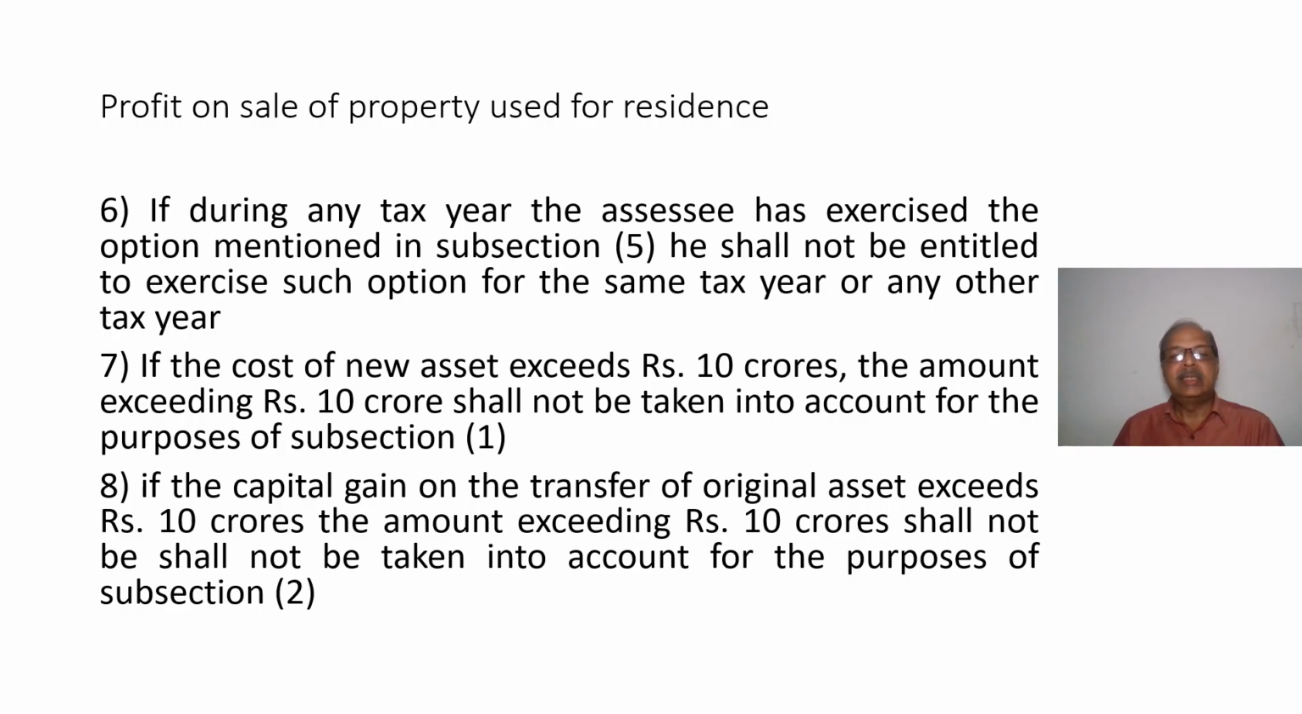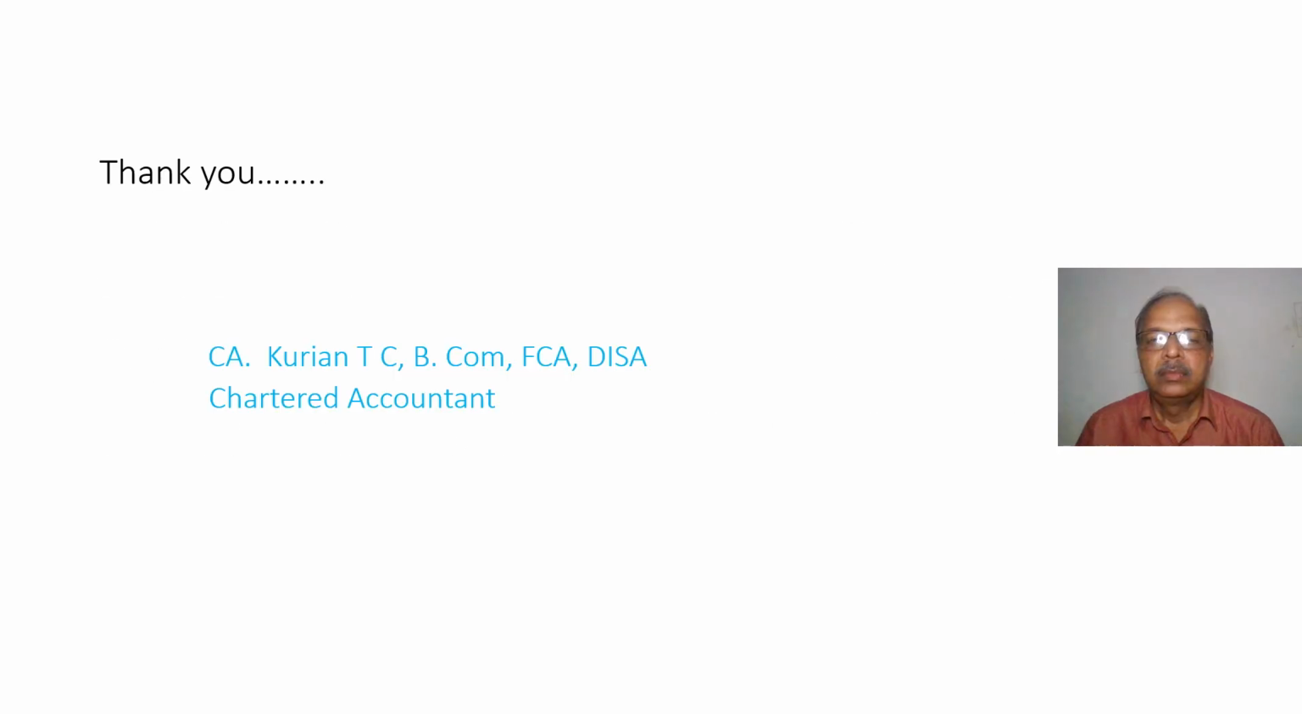And subsection 8: if the capital gain on transfer of the original asset exceeds rupees 10 crores, the amount exceeding 10 crores shall not be taken into account for the purpose of subsection 2. If the capital gain exceeds rupees 10 crores, the exemption available to the assessee under subsection 2 shall not exceed 10 crores at any cost. So the capital gain above 10 crores shall be taxable in both cases, under subsection 7 and under subsection 8 also. Thank you.